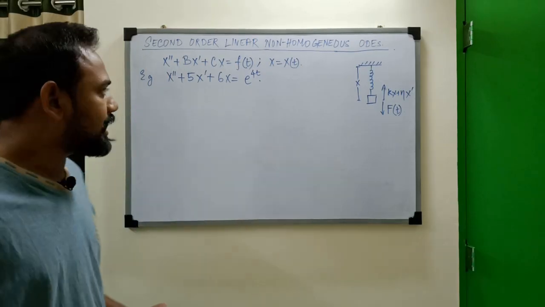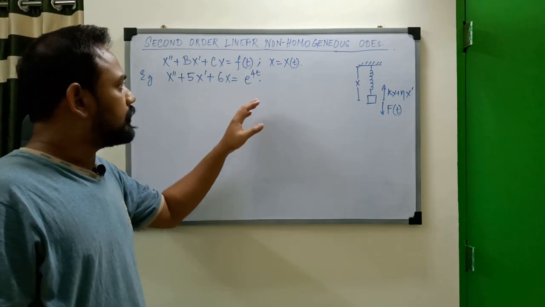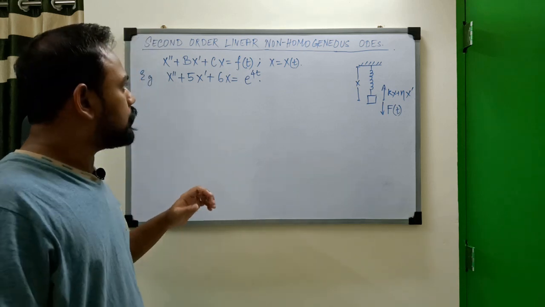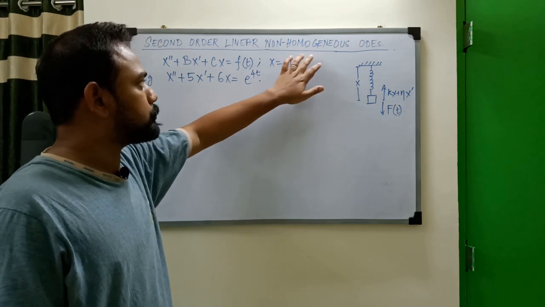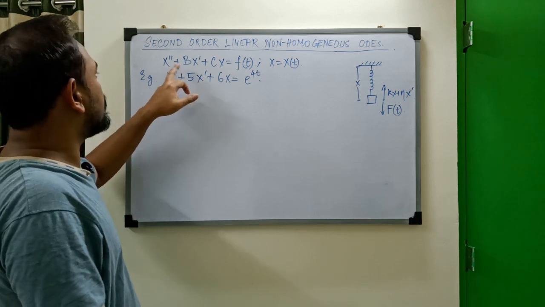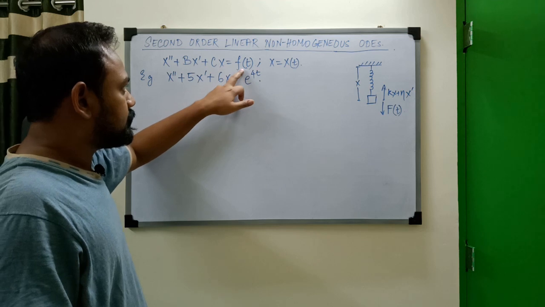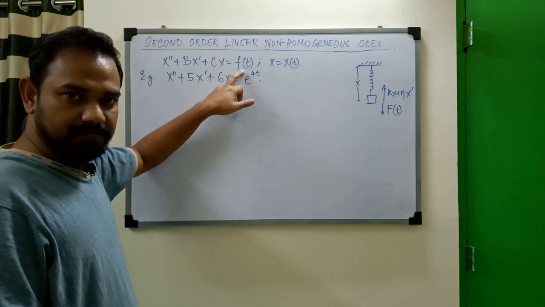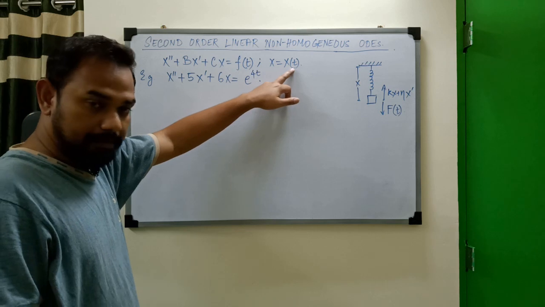Hi, so welcome back. In this video, we will learn about second order linear ordinary differential equations, but of the non-homogeneous type. In the previous few videos, we had learned second order linear ordinary differential equations, but which were homogeneous. In other words, for non-homogeneous, the right hand side would be a function of t, a function of the independent variable, where x here is a function of t or time.